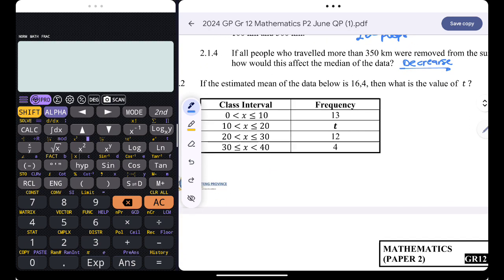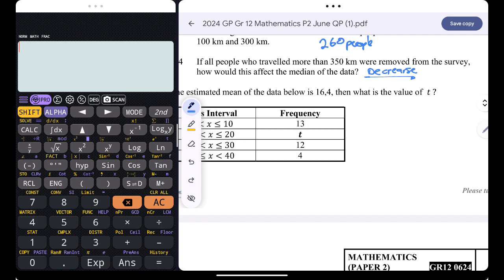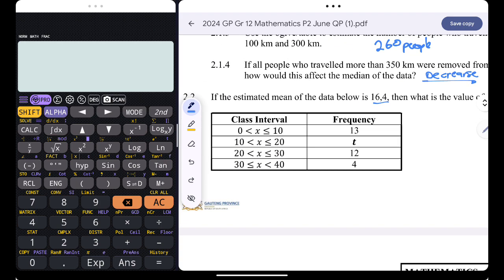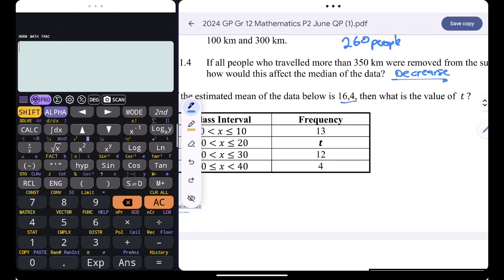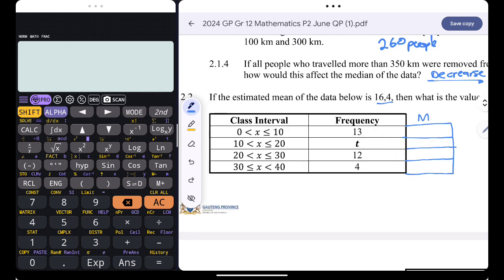The median will simply decrease. And then now we are told that if the estimated mean of the data below is 16.4, then what is the value of t? Since we're given the estimated mean, I strongly believe that we need to find our class midpoint, because for grouped data, to calculate the estimated mean, we need the class midpoint. How do we get the class midpoint? Just find the average of your classes, the lower limit and the upper limit.